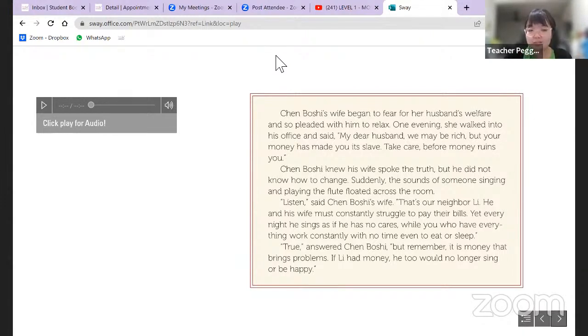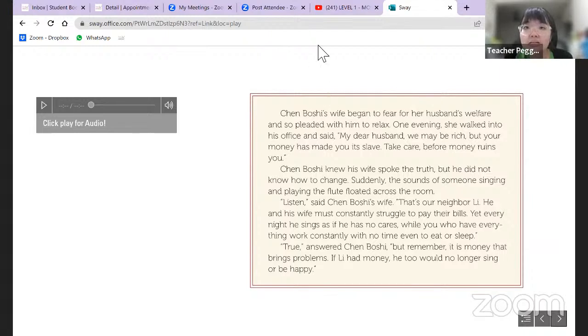What do we mean by make you its slave? Slave means like a maid a long time ago, people who just serve, who do anything for the rich people. 下人. So it's like 奴隶 or 下人, we say slave. Why do we say he is a slave? Because he just works for money only, not enjoying life, not having any happy moment at all. Every day what he does is work for money. So take care before money ruins you. Ruins means spoil. 毁了你. Before the money ruins you.